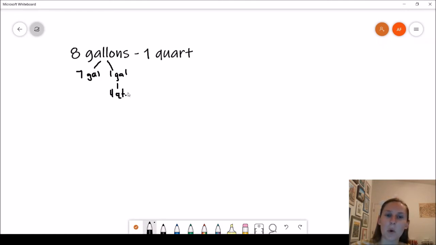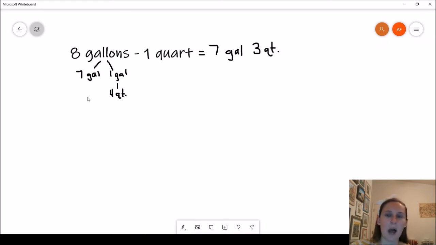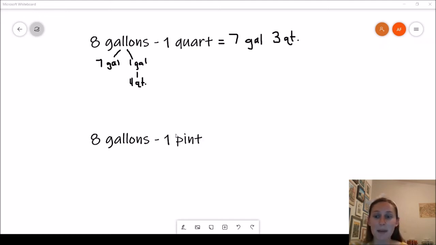And now I have some quarts that I can take this 1 quart away from. So let's subtract with our similar units. 7 gallons minus 0 gallons is 7 gallons, and 4 quarts minus 1 quart is 3 quarts. So my difference is 7 gallons, 3 quarts. Sometimes I need to unbundle in order to subtract. Sometimes my unbundling and my converting units may take multiple steps. It may require multiple unit conversions.